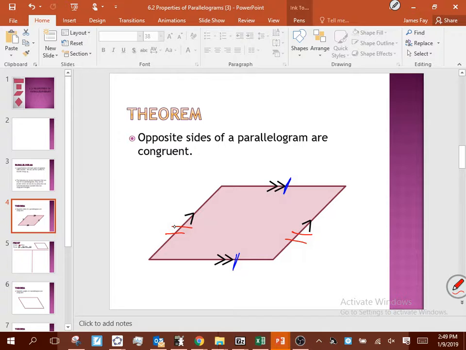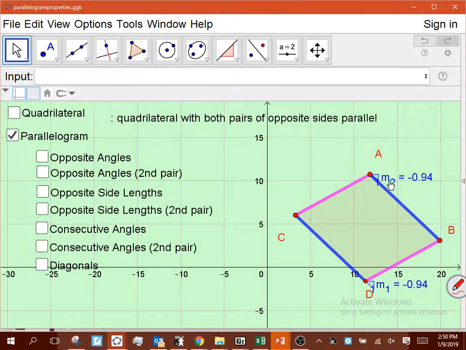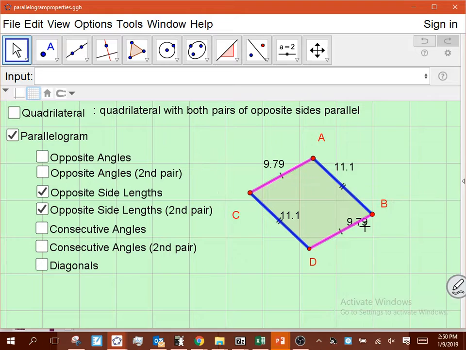No, because let me just show you a picture here real quick. All right, so there we're seeing that opposite sides, and they're using the distance formula, the square root of x sub 2 minus x sub 1 squared plus y sub 2 minus y sub 1 squared, to find these lengths. There we're seeing that the opposite purple sides are congruent and the opposite blue sides are congruent, right?